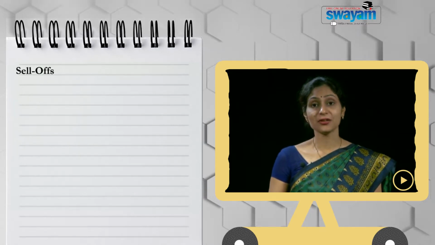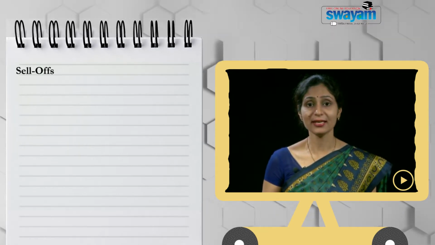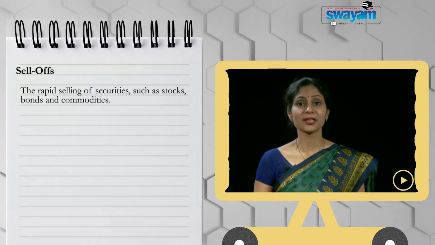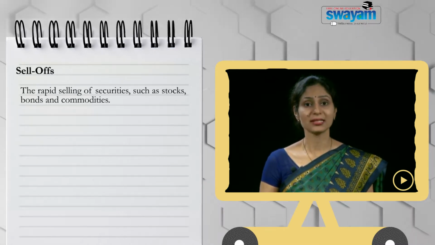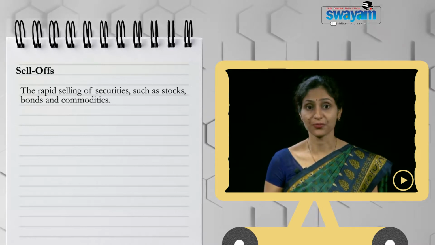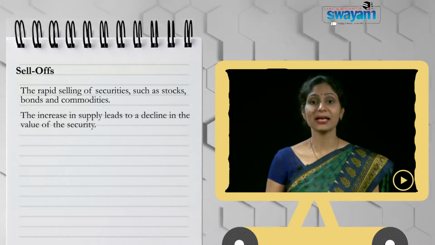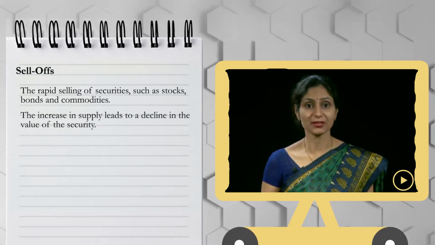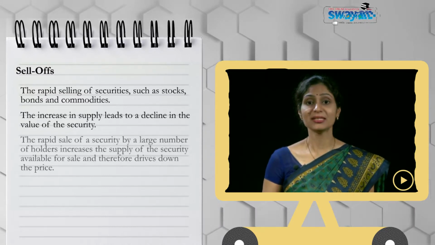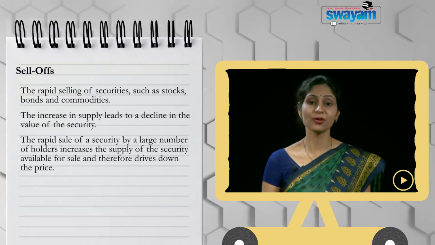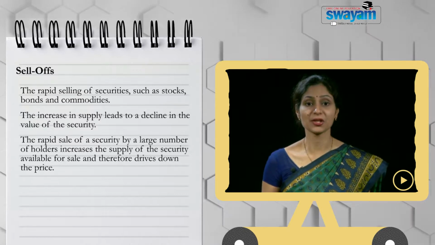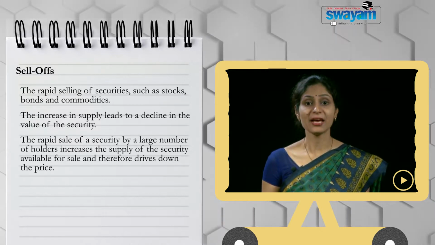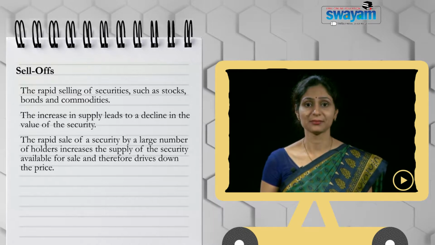Sell-off is another kind of corporate restructuring exercise. The rapid selling of securities such as stocks, bonds and commodities is done in case of a sell-off. The increase in supply leads to a decline in the value of the security, and this rapid sale of security by a large number of holders increases the supply of security available for sale, and therefore it drives down the price.